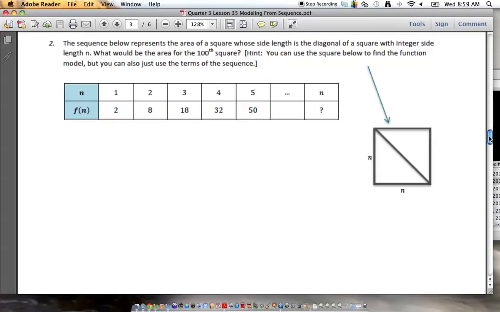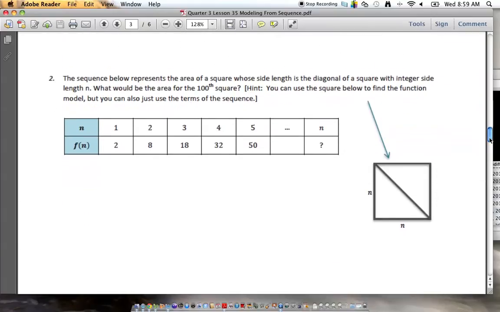They square it and then multiply it by 2. The bottom line though is it's not geometric and it's not arithmetic. Can you see that? 2, 4, 6, 8, 10. So, what do they want to know here?